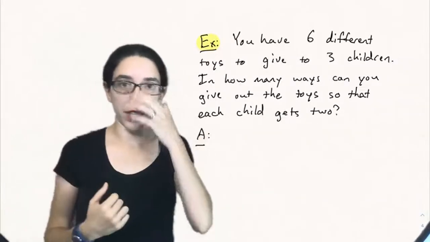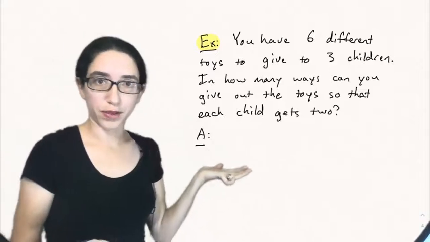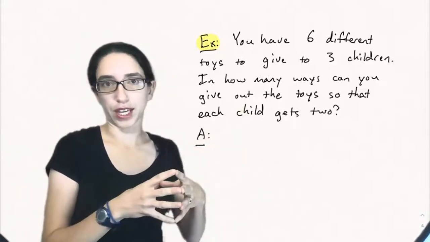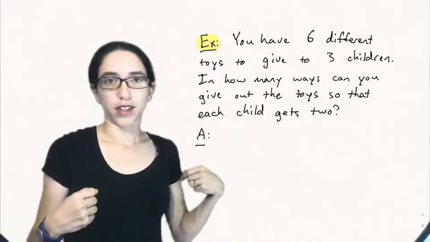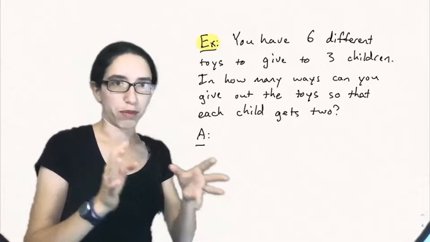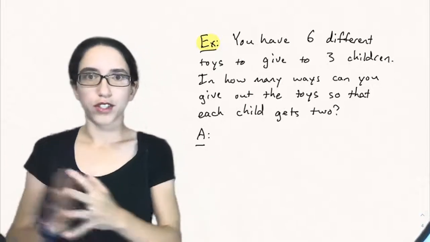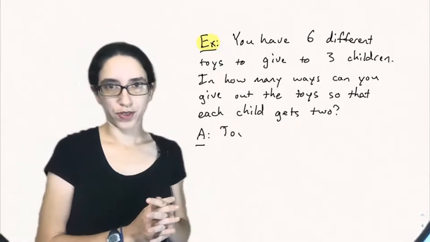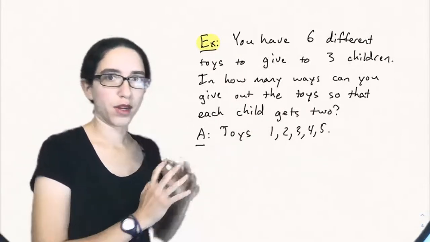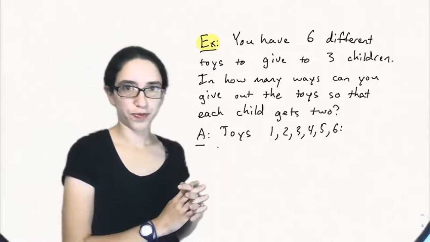Well, you can think of this as an ordered set partition, because we have the 6 different toys, like we could label them 1 through 6, and the 3 children are our sets. And we're making blocks of size 2 to give to the 3 children. So let's write this down. Let's label the toys 1, 2, 3, 4, 5, and 6.